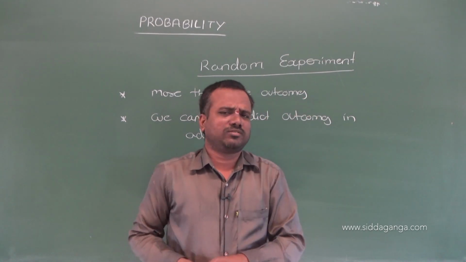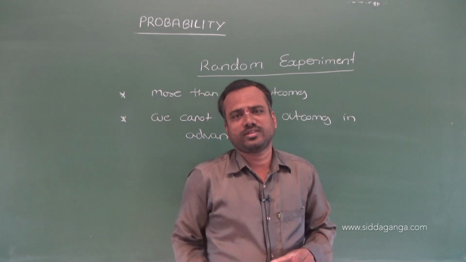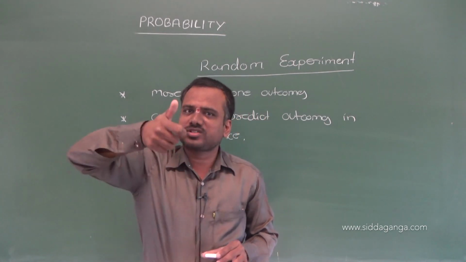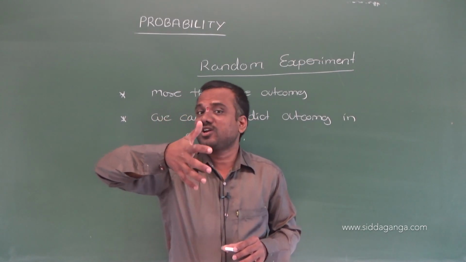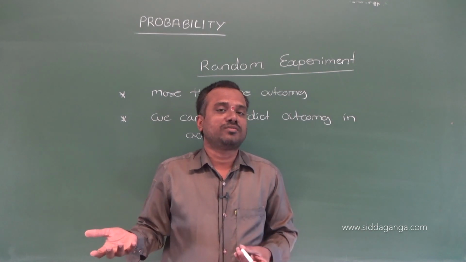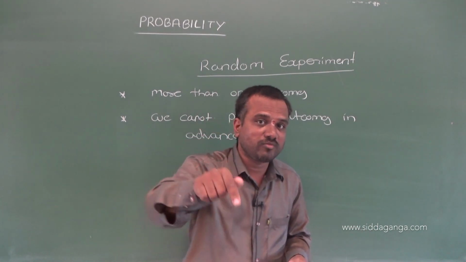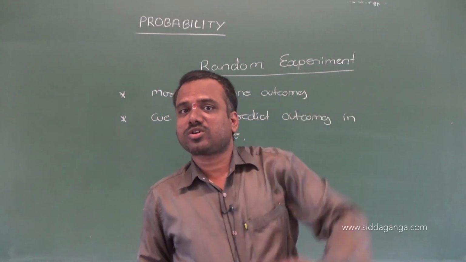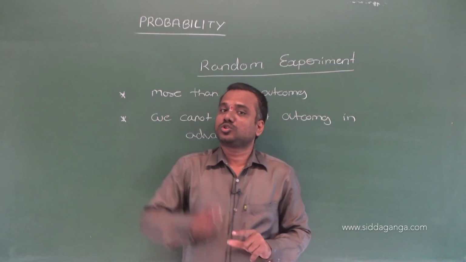You know very well, tossing a coin. The outcomes are head and tail. If you toss a coin, we cannot predict head comes, tail comes, that we don't know. After completing the experiment, then only we know the outcomes. And it contains more than one outcomes, head and tail.